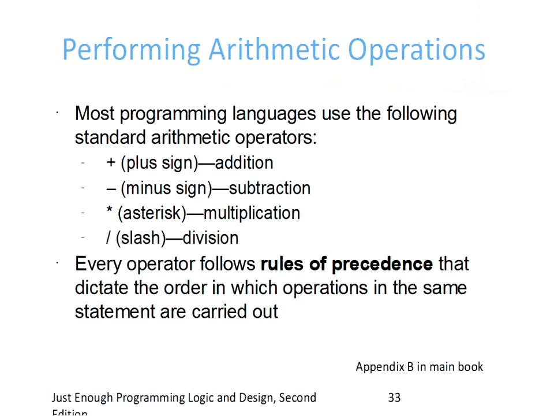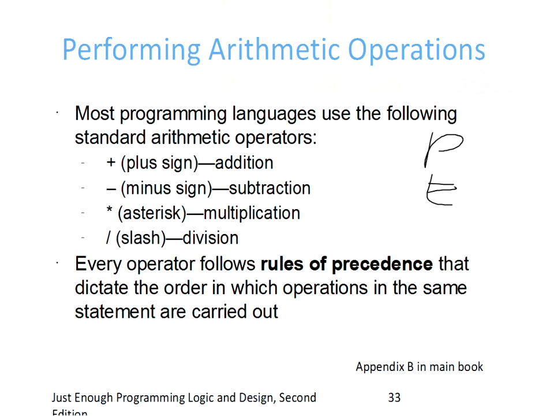Okay. So you have arithmetic operations that the computers perform. So the standard operations, the plus, minus, asterisk, or the multiplication, and then the division. Every operator follows rules of precedence. So that's when you need to remember from elementary school something like please excuse my dear Aunt Sally. Right? So we have an order of precedence.